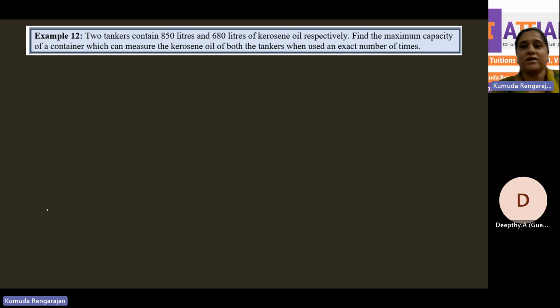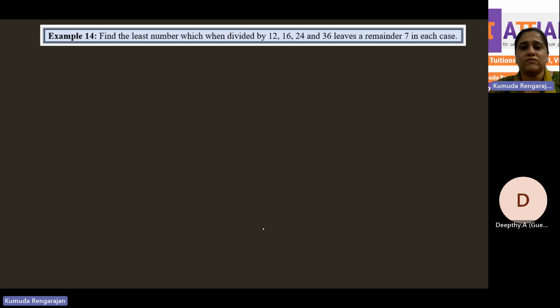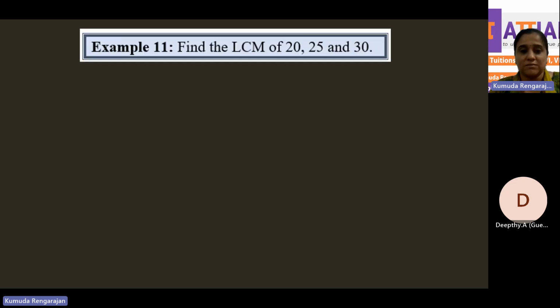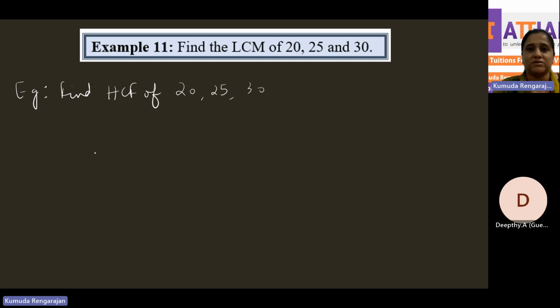No. Before I actually do the sum for you, I should have taught you how to find the HCF of the two numbers. We missed that. Let me tell you how to find the HCF of two numbers. Only then I can go to that. Just take it as an example. Find the HCF of the same two numbers 20, 25, and 30. Let's find the HCF of these numbers.